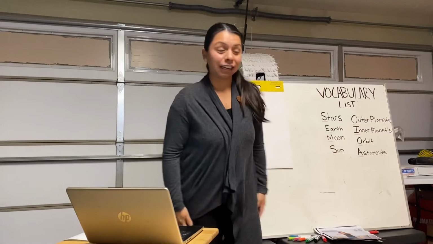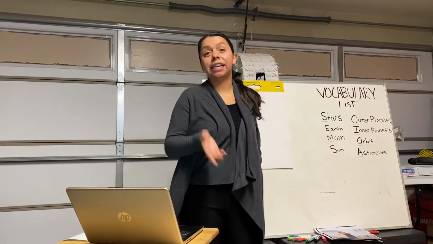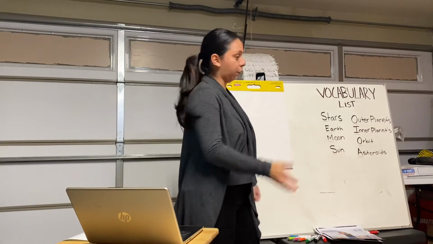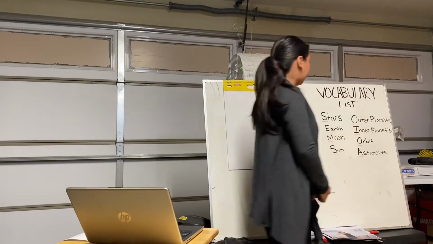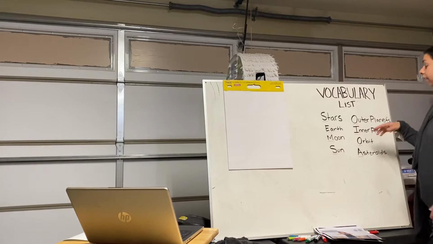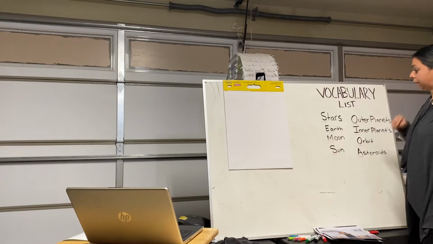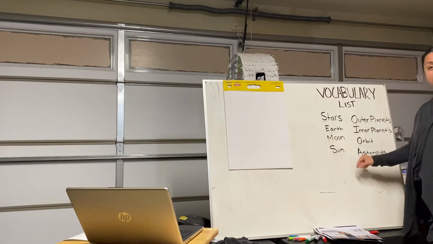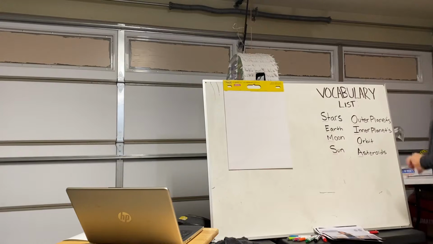Okay, welcome back, class. Today we are going to continue doing our vocabulary words. As you see, I have the vocabulary list here. We have gone over stars, Earth, Moon, Sun, the outer planets, the inner planets, and now we're going to focus on orbit, okay?